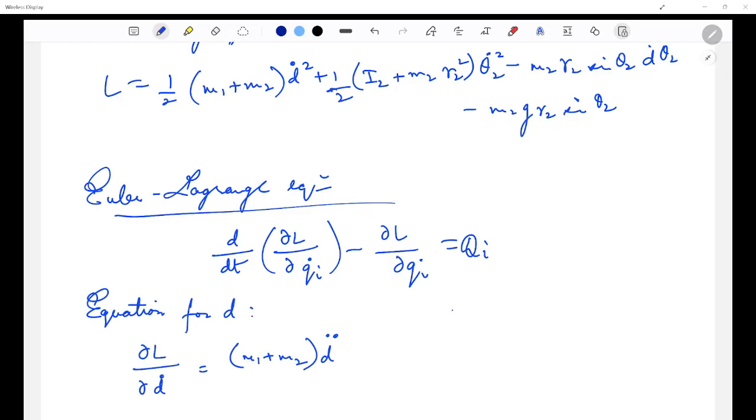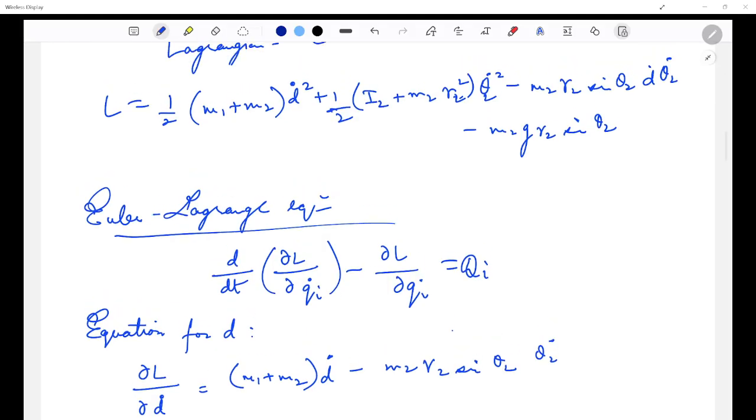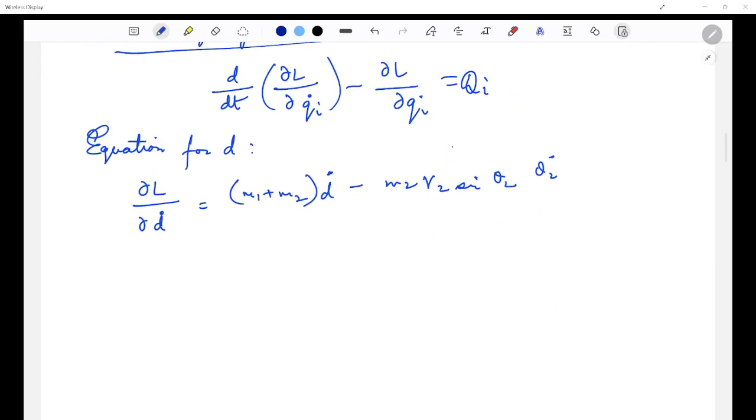Am I writing it correctly or not? No, it would be single d dot, because it is with respect to d dot and we haven't yet taken the derivative with respect to time. Okay, minus m2 r2, because this term does not have any d dot, so it would become 0. And then there is another term, this term only has d dot and the last term also does not have, so we'll work with the third term. It's m2 r2 sine theta 2 into theta 2 dot, right?